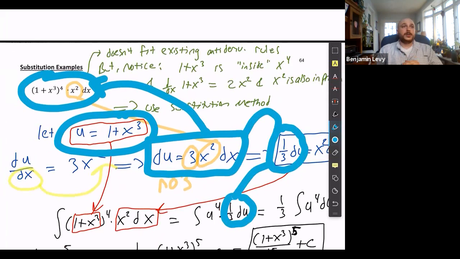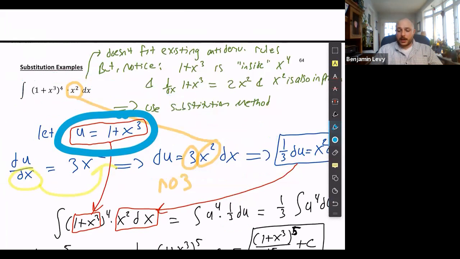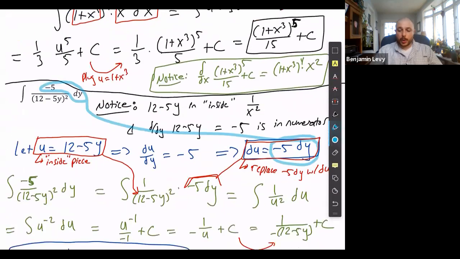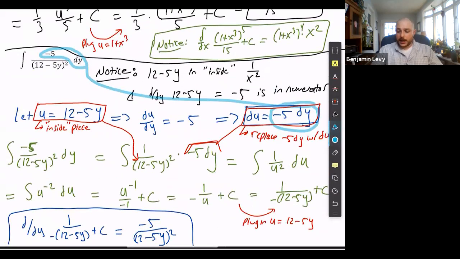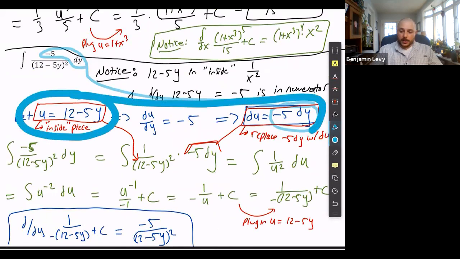And again, it's because the original function did not have a 3 in it sitting out front. I think it's important to contrast that with the second one we did. I did this on purpose when we did it this way. On the second one, we let u be this, and then when we did du dy, it was minus 5, or sorry, minus 5 dy, right?